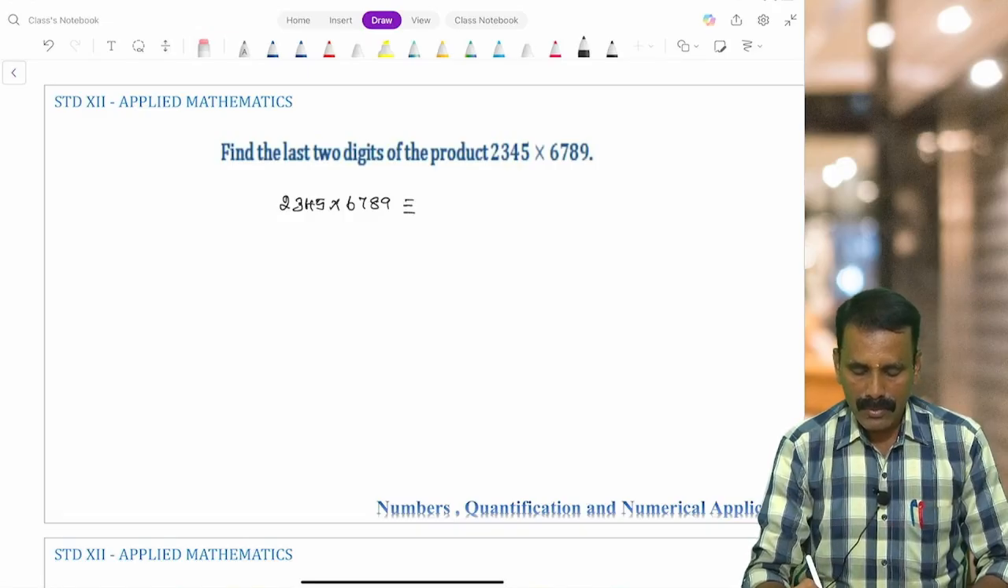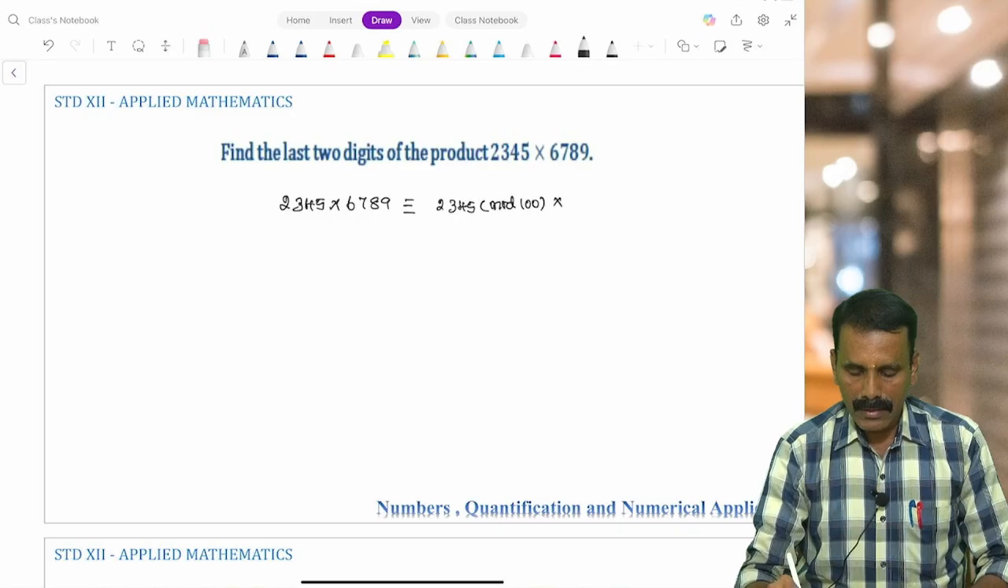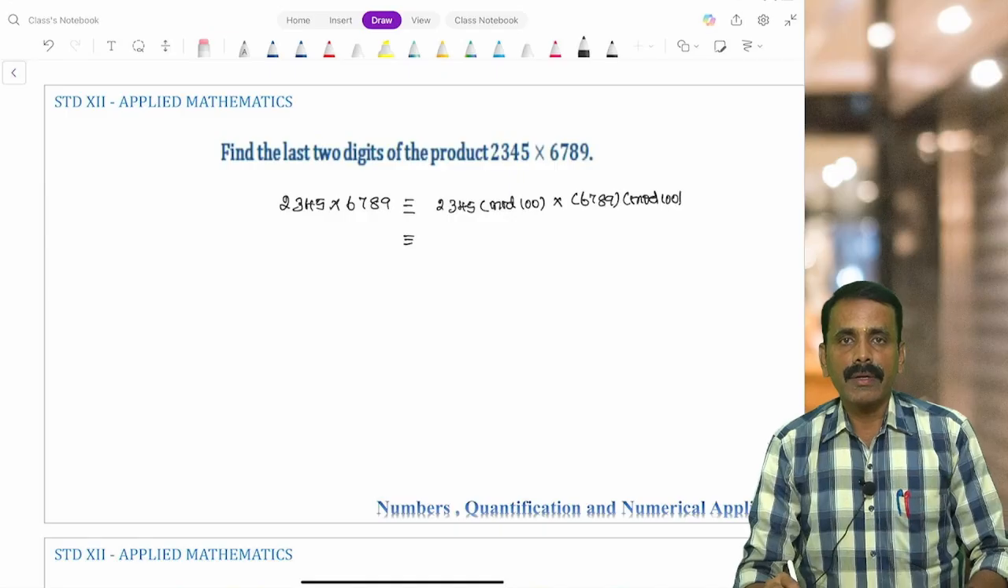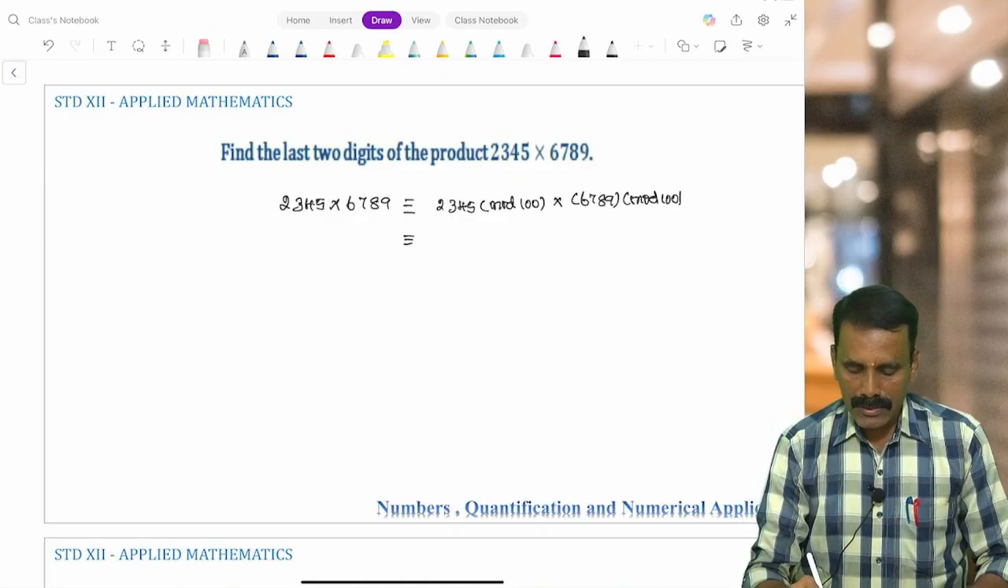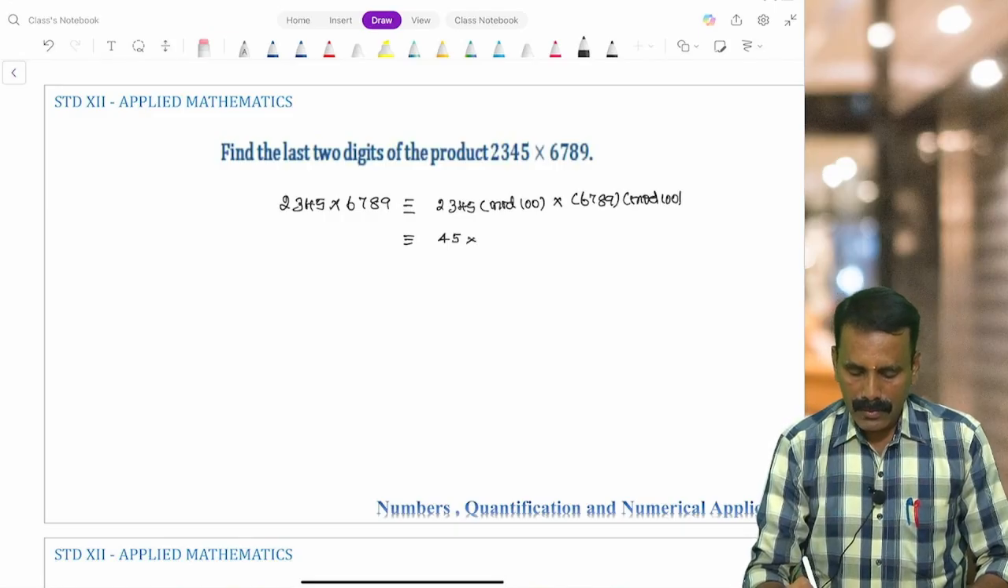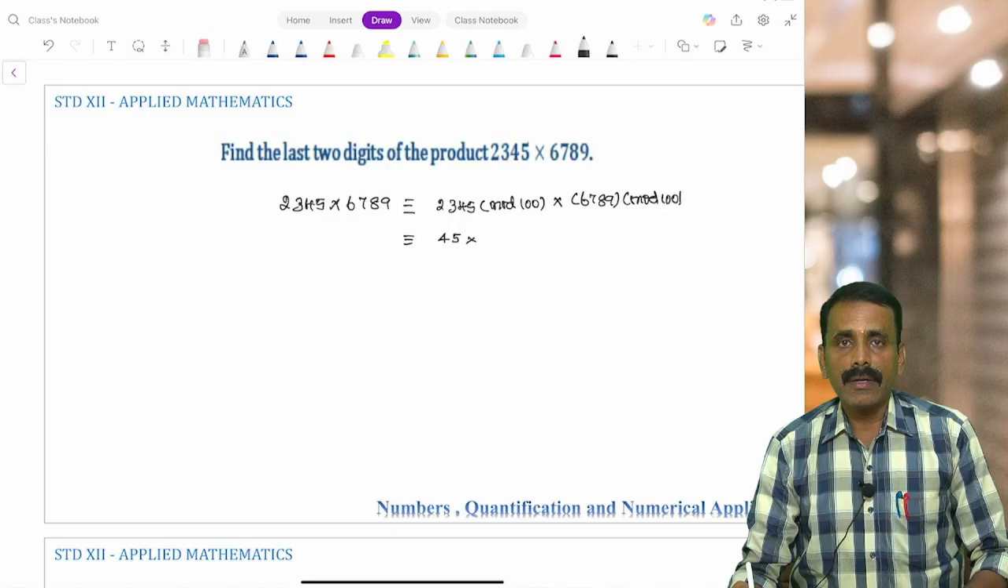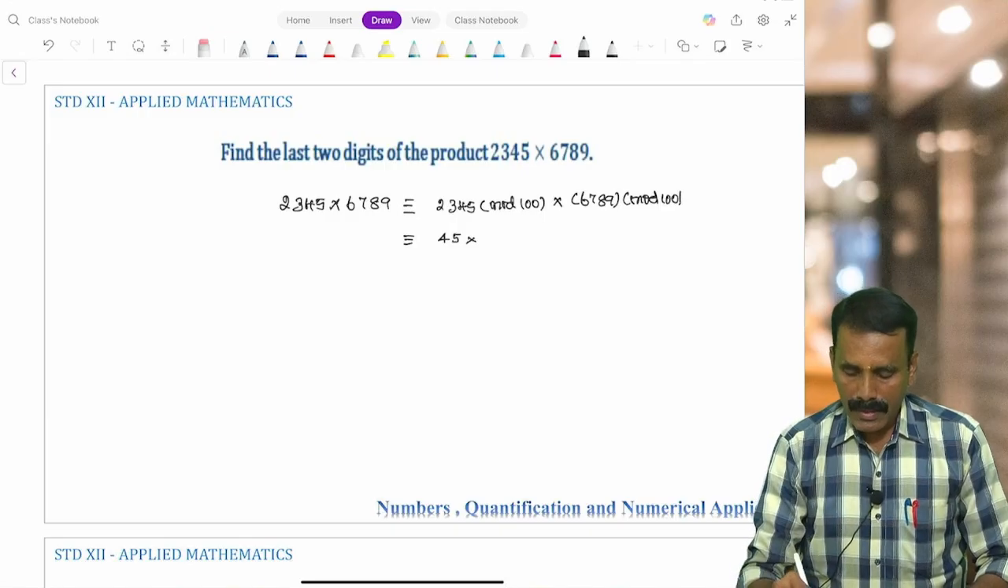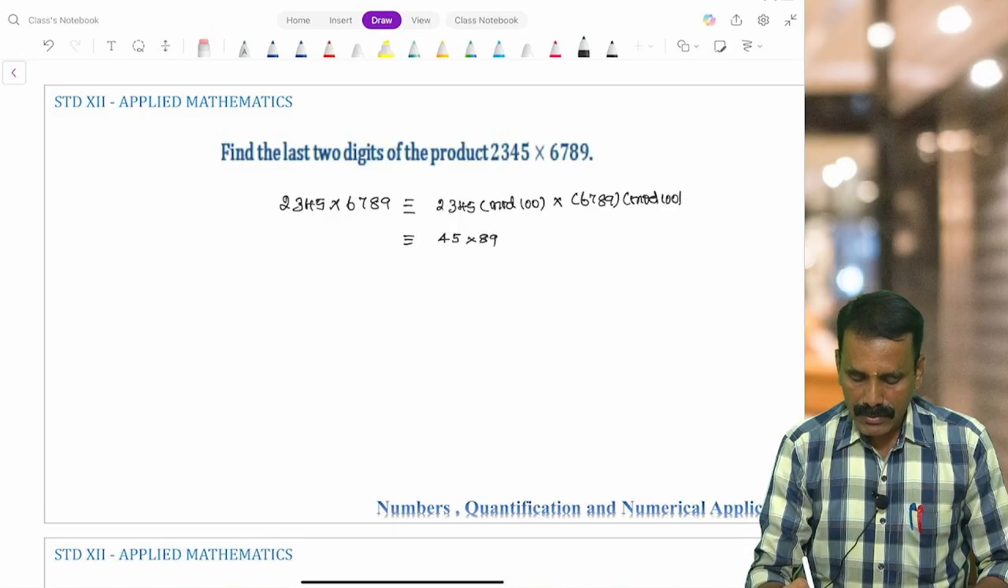This is congruent to 2345 mod 100 into 6789 mod 100. This is very simple. 2345, when you divide it by 100, the last two digits are going to be 45, and 6789, when you divide by 100, the last two digits are going to be 89. So 45 into 89 mod 100.